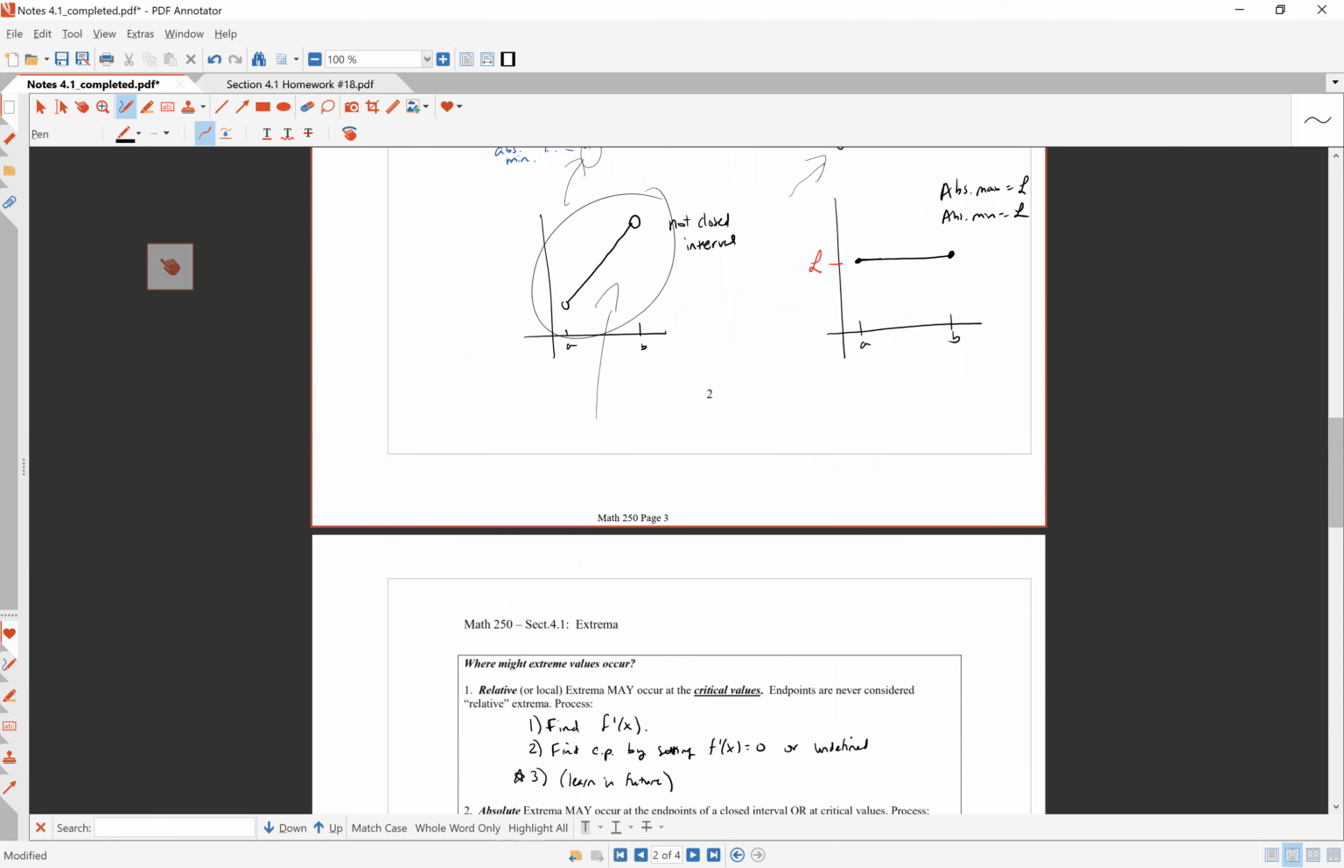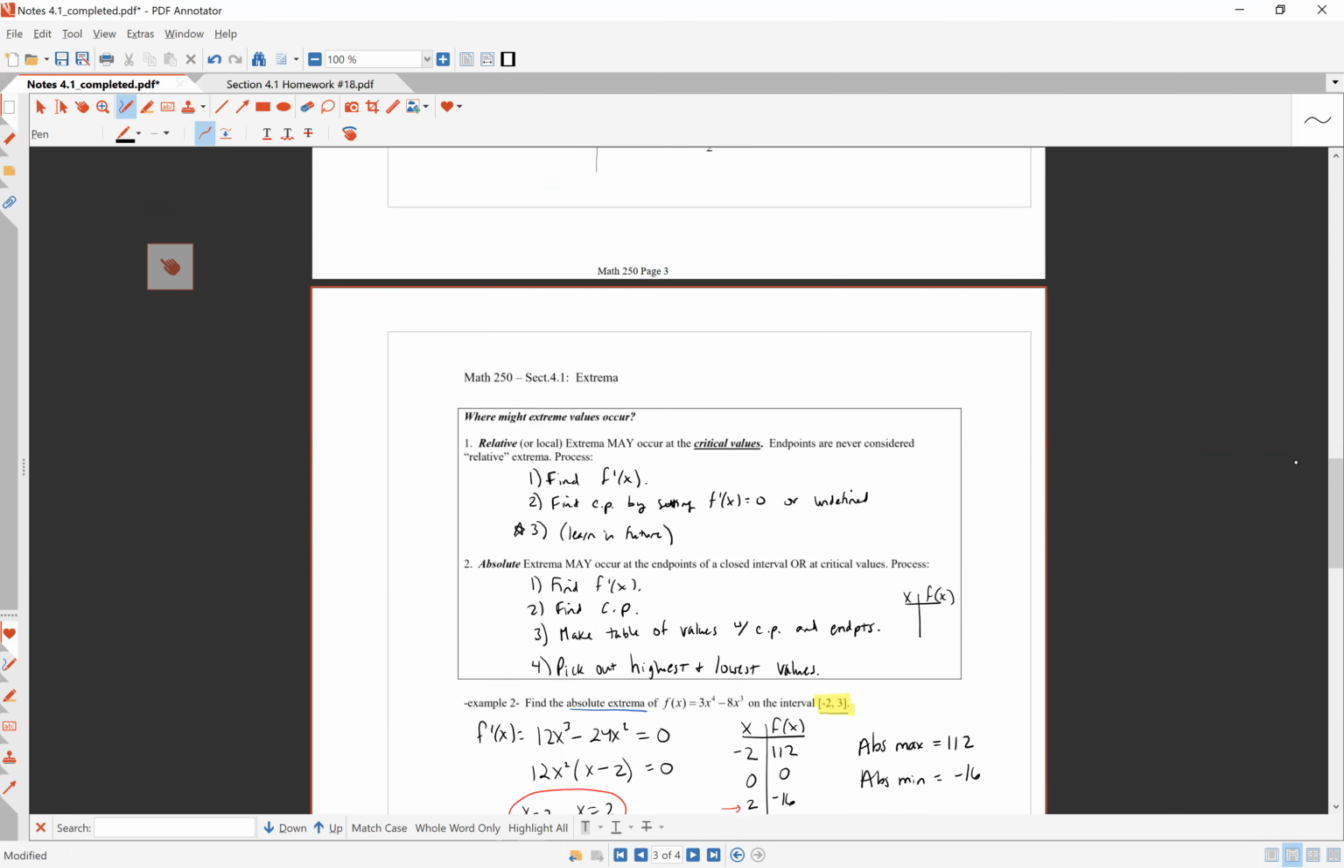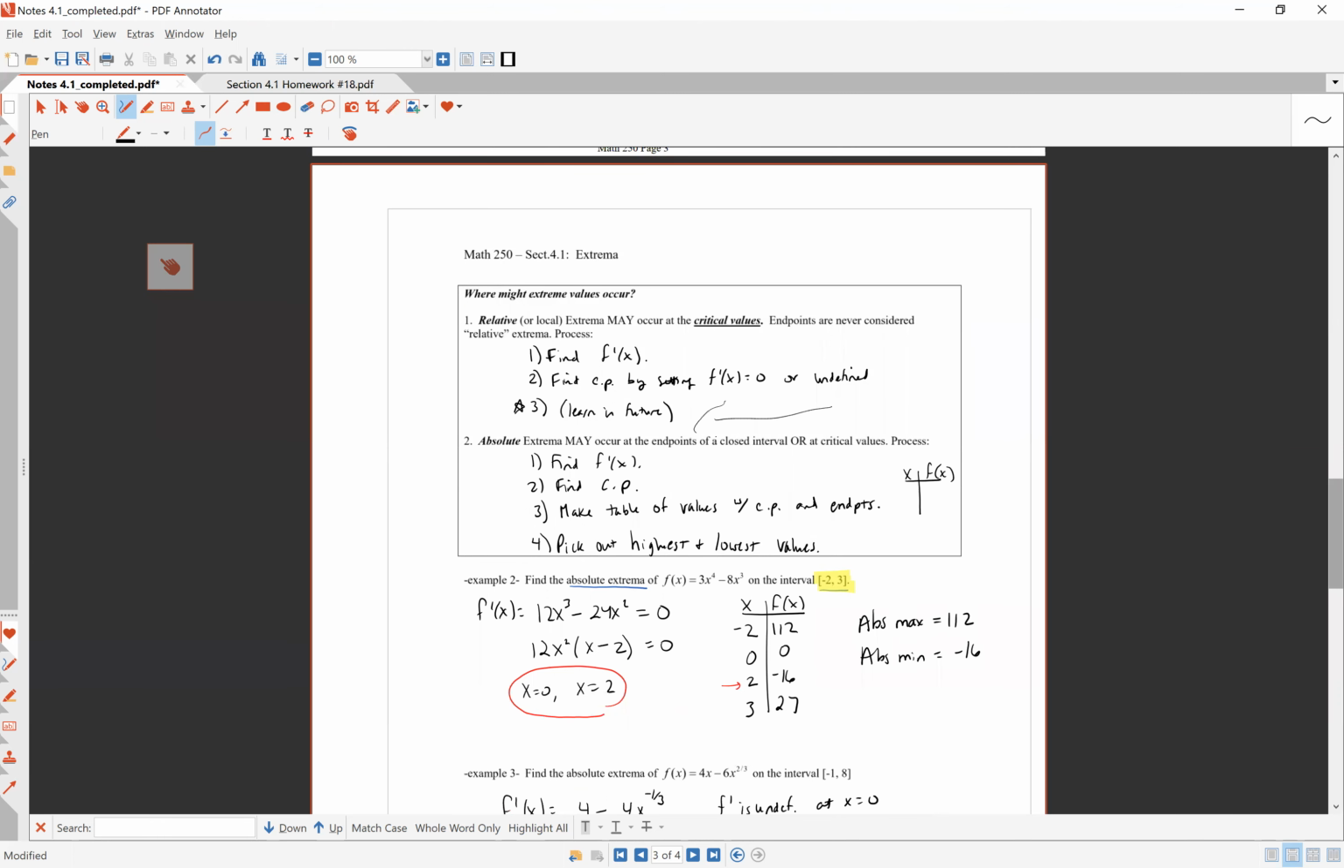So let's just go back down here. Okay, so relative minimums, once again, we just find the critical points. We have to calculate the derivative and then solve f prime of x equals 0, or where f prime of x is undefined. And then here it says learn in the future. Eventually we're going to need to look at the second derivative, but right now we're going to skip that. And also, for the relative minimum, we look in the open interval and we just look for the critical points.